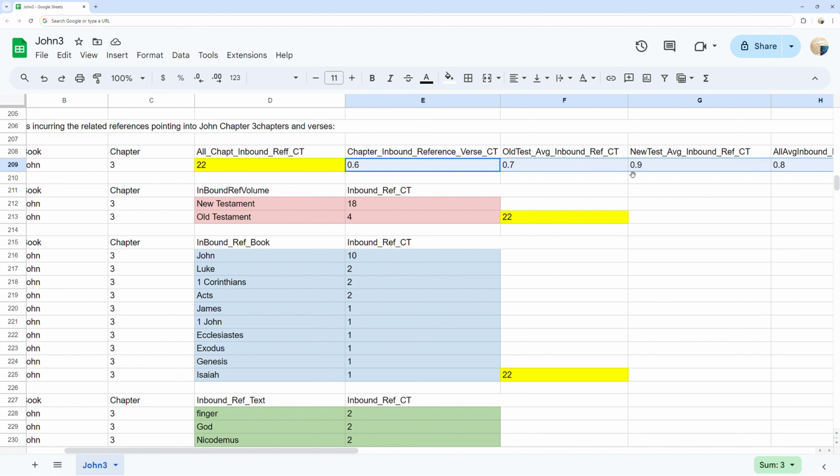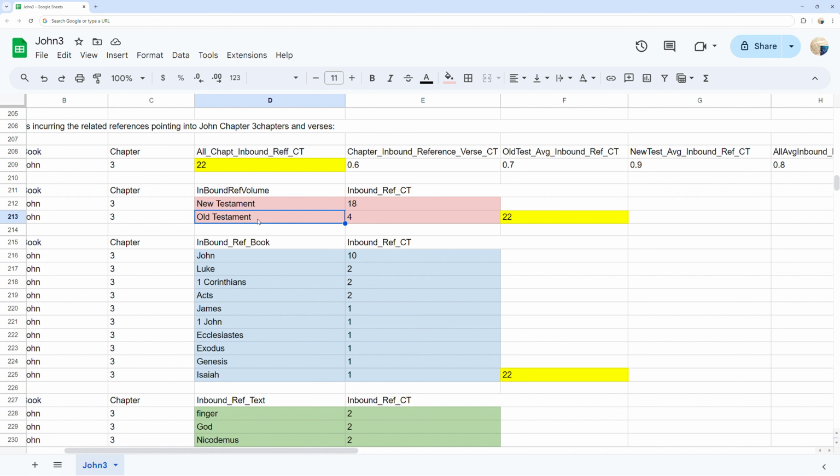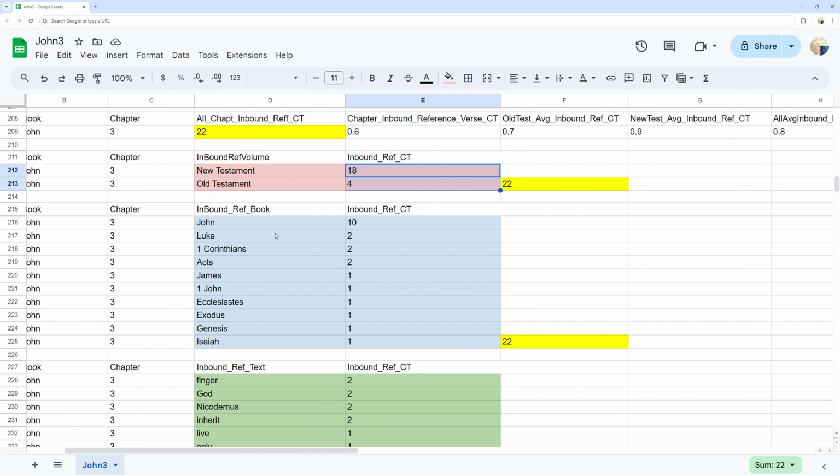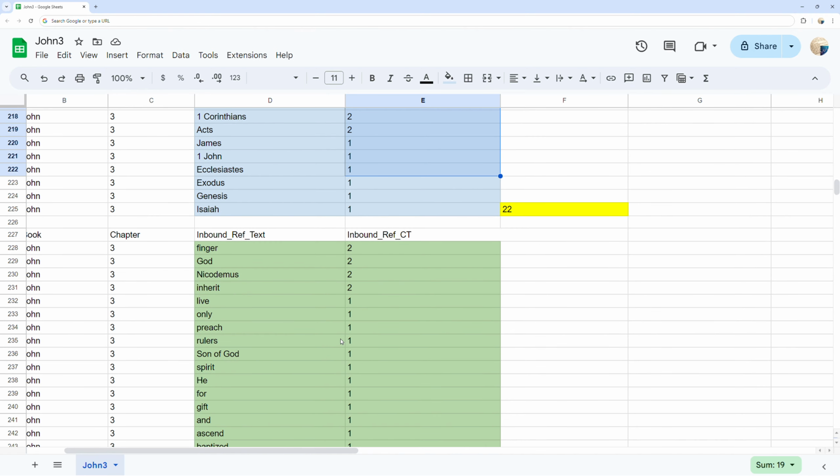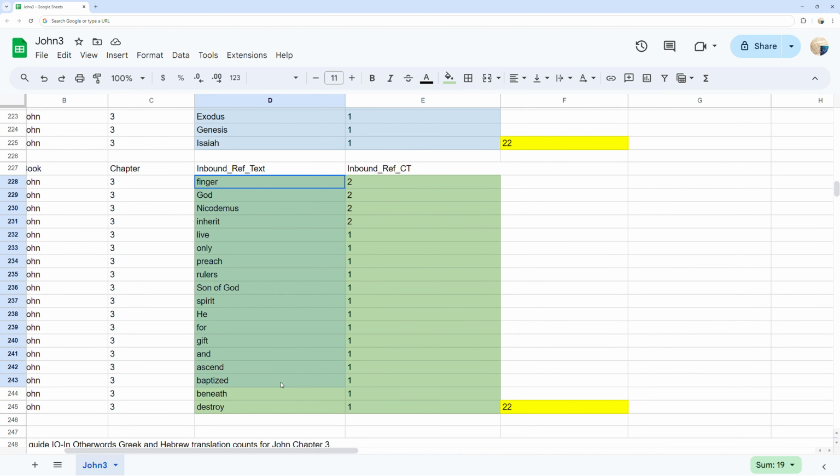In red, you can see the inbound references by origin source of either Old Testament or New Testament ordered by counts. In blue, you can see the 10 inbound references into John chapter 3 verse references by origin Bible books John through Isaiah ordered by counts. In green, you can see the 18 words that incur the related inbound reference counts into John chapter 3 from other Bible verses ordered by the count used.